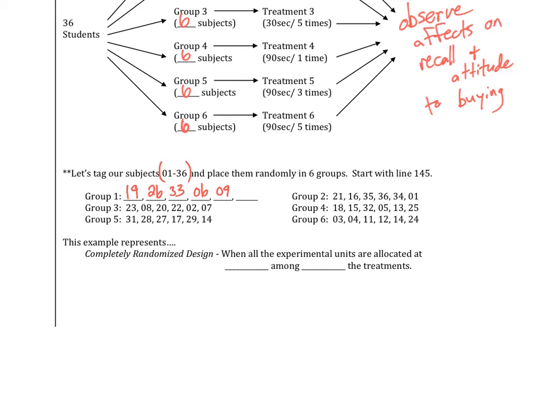And then after 09 is 93. That's too big. And then we have 10. So those would be the first 6 people picked to go in group 1. And then the other groups are picked for us there. So we see the other groups.